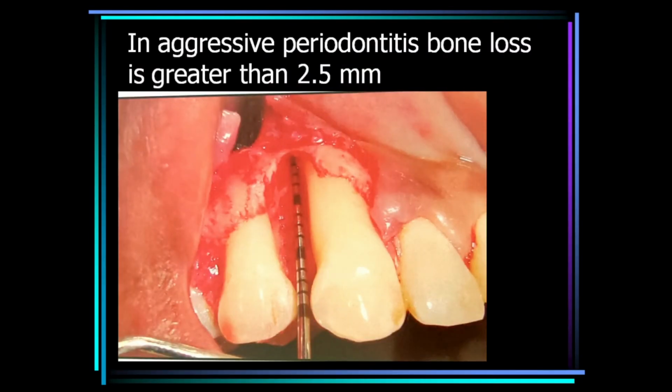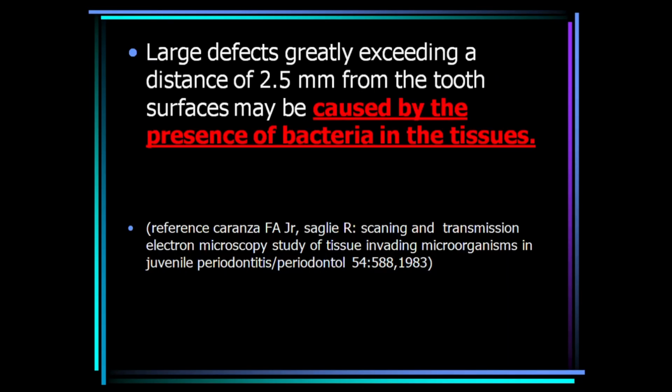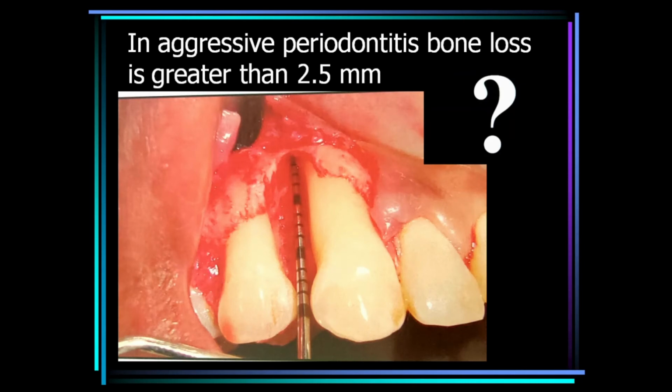In aggressive periodontitis, bone loss is greater than 2.5 millimeter. Why is it so? If we are saying the radius of action of plaque is there, why is the bone loss in aggressive periodontitis sometimes greater than 2.5 millimeter? What is the answer? The answer is that a larger defect, greatly exceeding a distance of 2.5 millimeter from the tooth surface, is caused by the presence of bacteria in the tissues. So it is the presence of bacteria in the tissues. Because of that, so much inflammation is there.